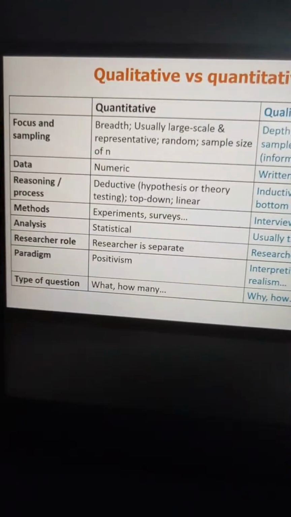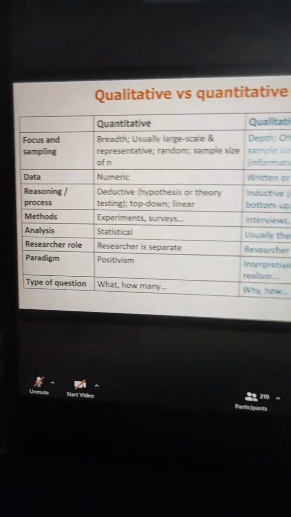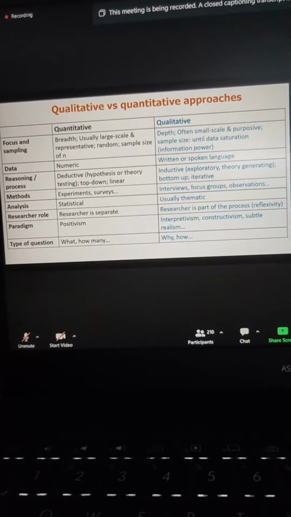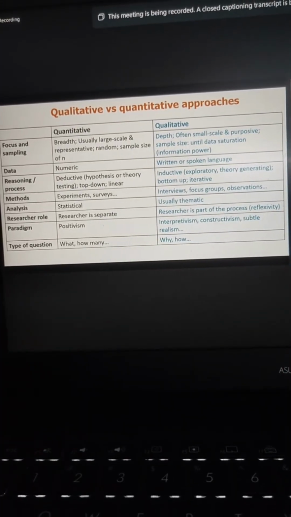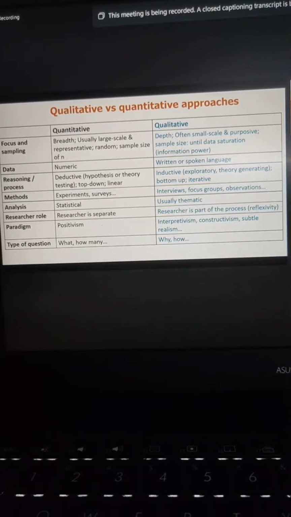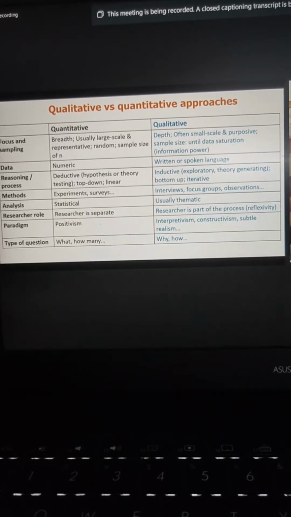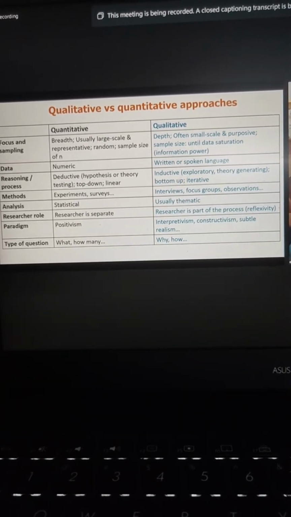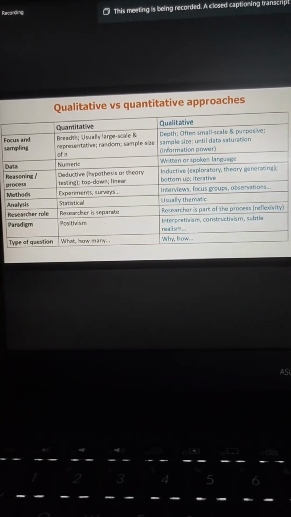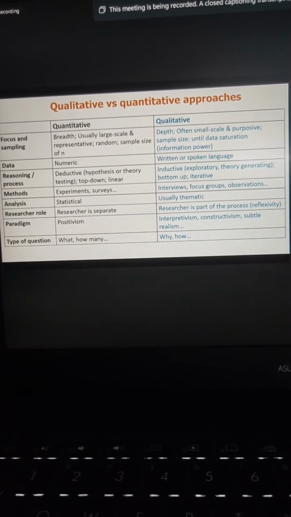The data in quantitative research is numeric, in qualitative it is written or spoken language. The reasoning process used in quantitative research can be deductive. It is top-down in some ways, it is hypothesis or theory testing, and it is often linear. You do all your data collection and then you do your data analysis. In qualitative research, it tends to be inductive, it tends to be exploratory and often theory generating, and it is bottom-up. It is very much grounded in the data that you're collecting, and it is iterative. So it is not a linear process.